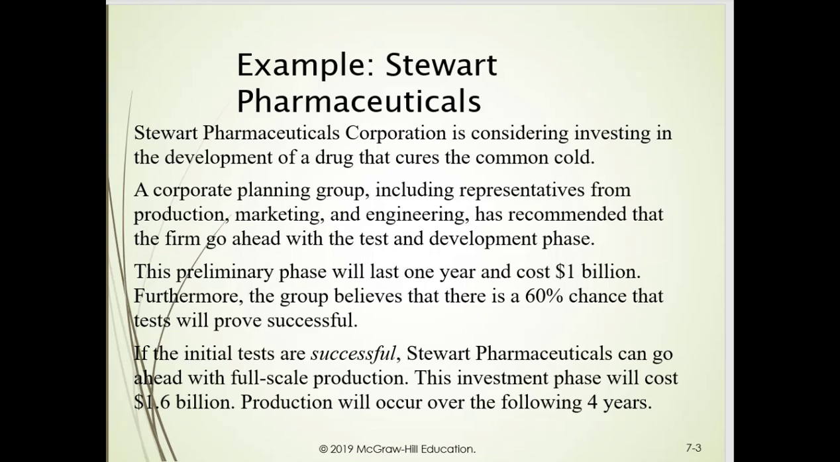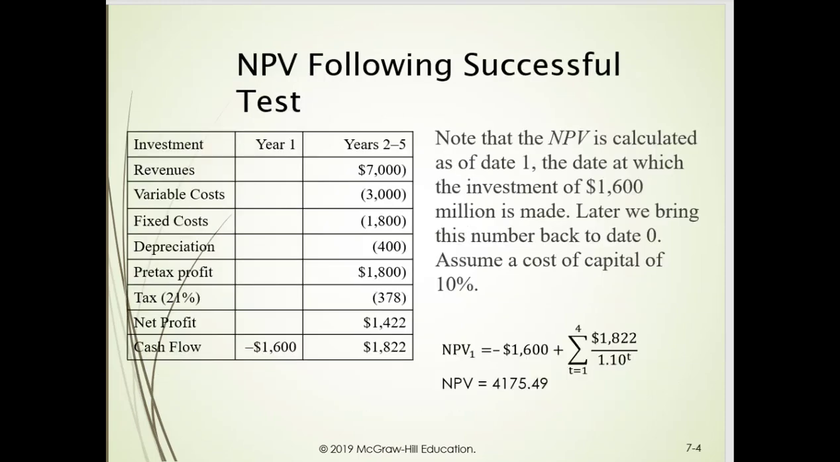If it's successful, then we can go ahead with a full-scale project. That's going to cost $1.6 billion, and that'll give us some production over the next 4 years. So the first thing we would like to do is test whether or not we should even move forward with the preliminary test. So we have two potential outcomes. It could be successful or it could be unsuccessful. And here are the cash flows.